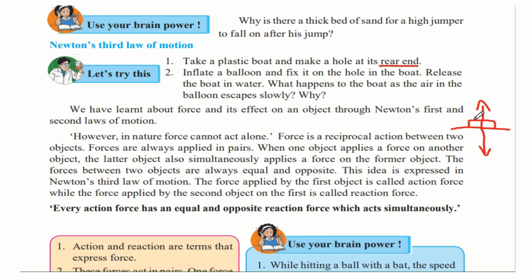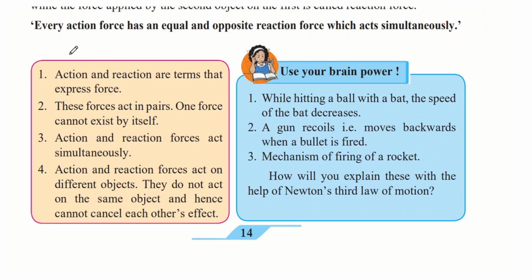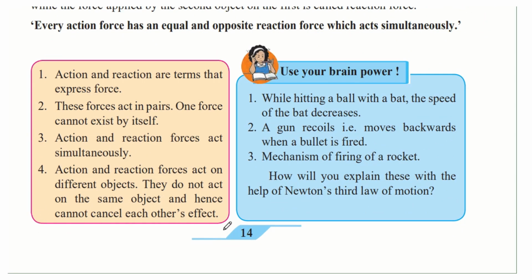So when we kept the book on the table, the book is the first object, and when we place it on the table, it is creating an action force, and because of that, the table is reacting to that force by creating a reaction force. So the third law of motion tells us that every action force has an equal and opposite reaction force which acts simultaneously, that is, at the same time. So this is a summary table that explains to us Newton's third law of motion.